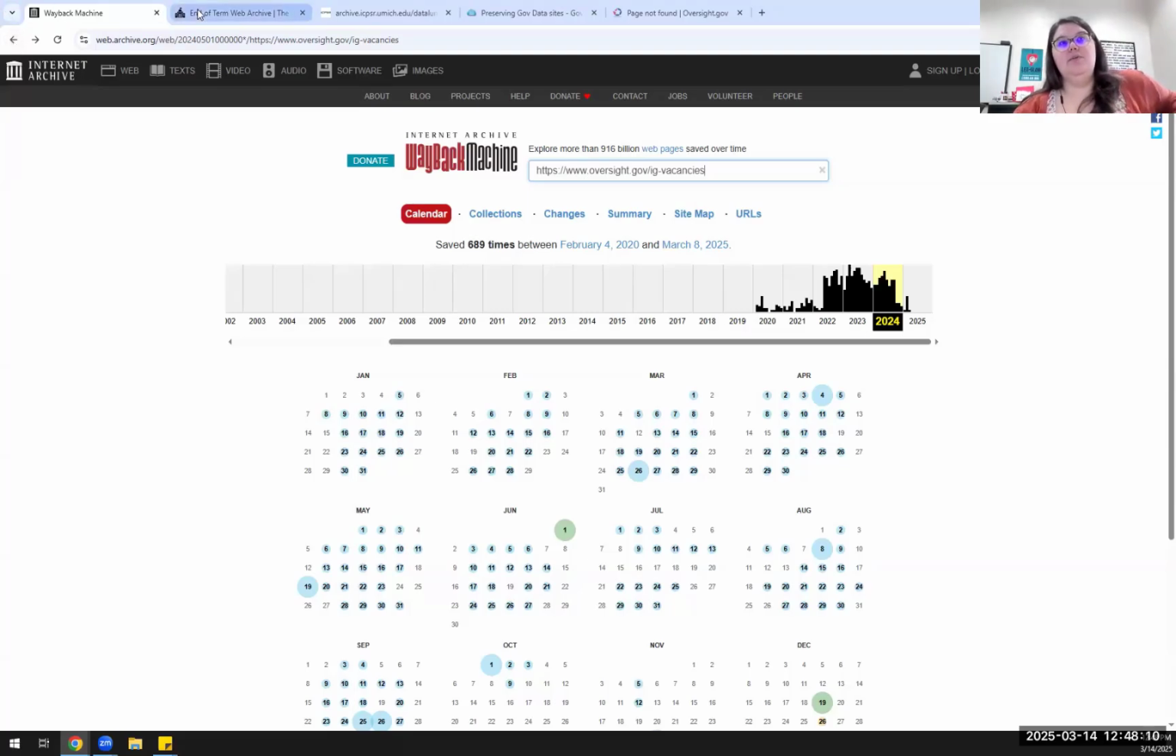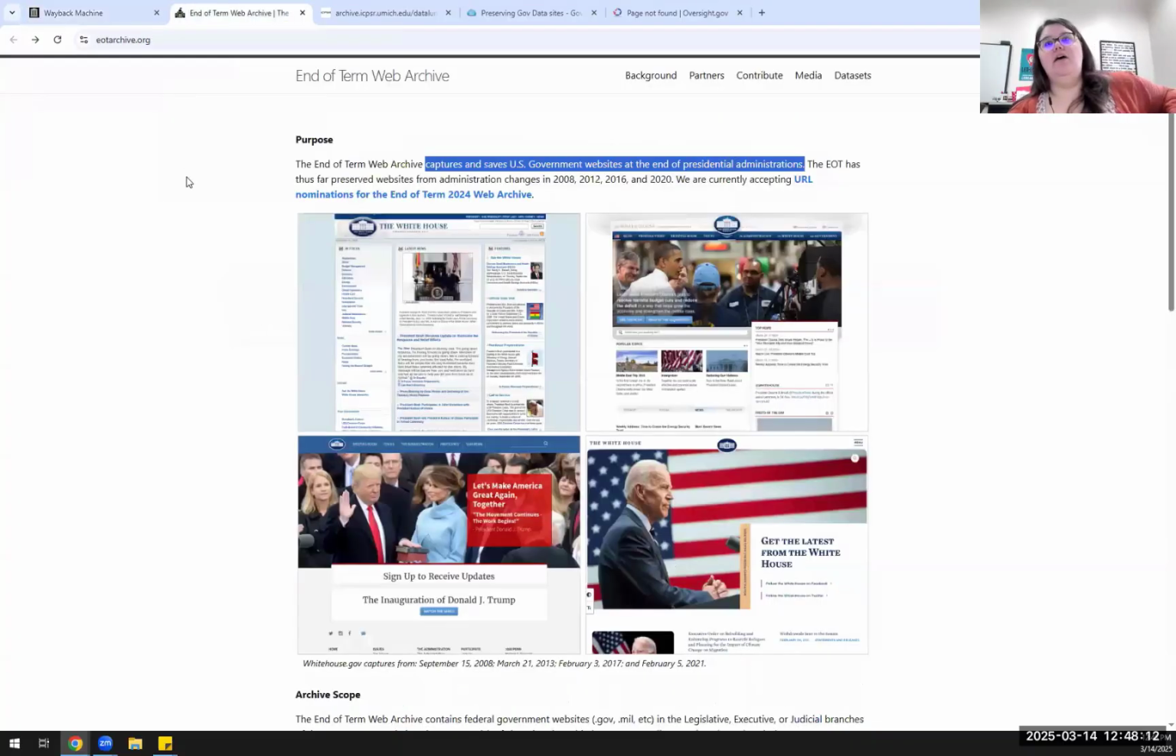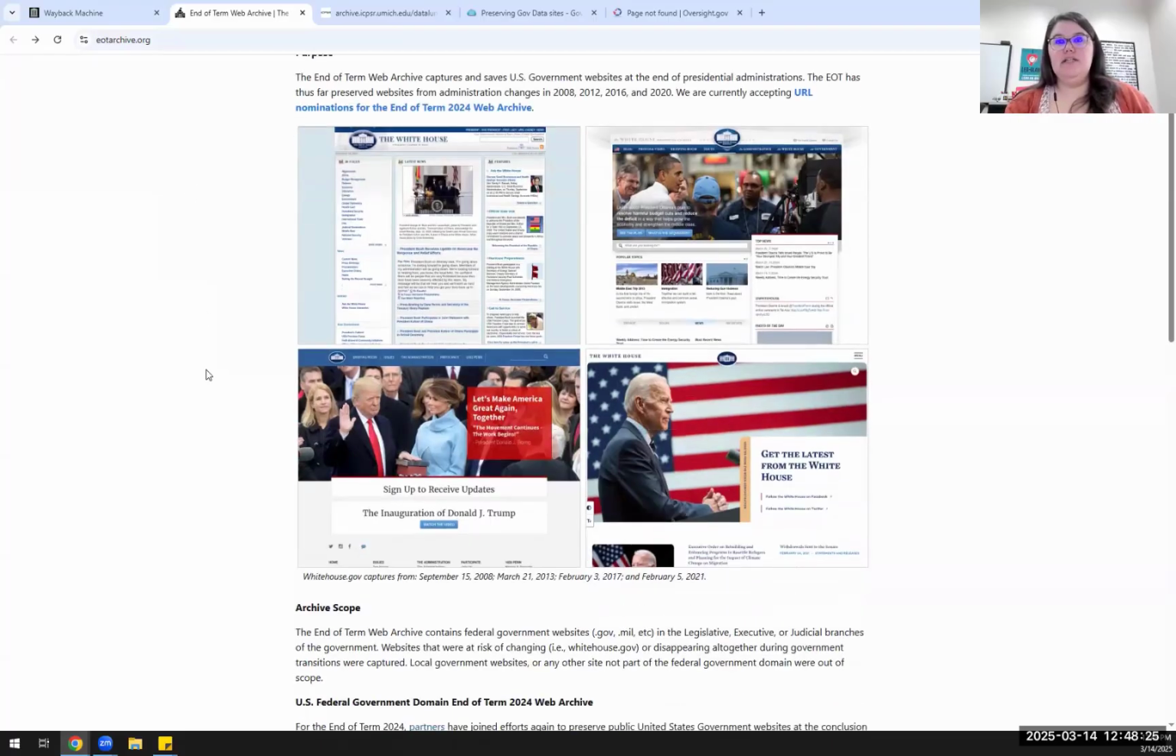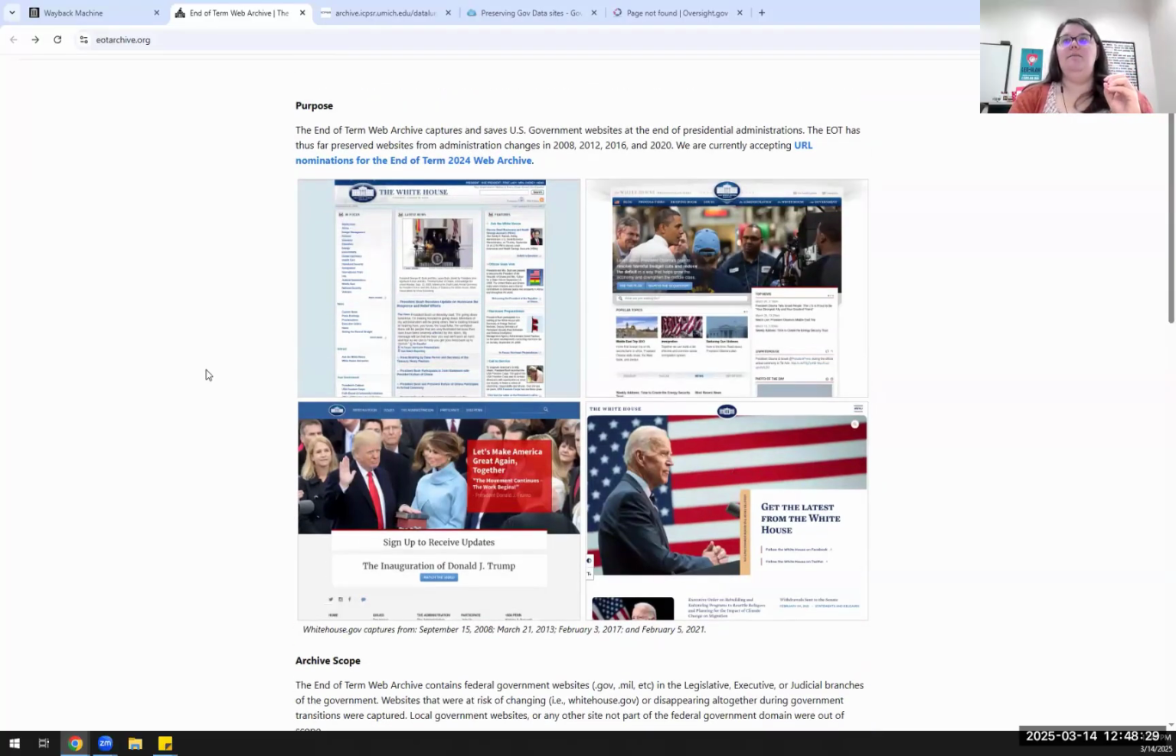I mentioned that the end of term is usually a really big time when departments or information kind of changes over. So there's actually this End of Term Web Archive that's been going around for a very long time. It tries to capture information from specifically whitehouse.gov about the changeover. So you'll see that this was Bush's term, from 2008. We've got 2013, 2017, and then 2021, right?